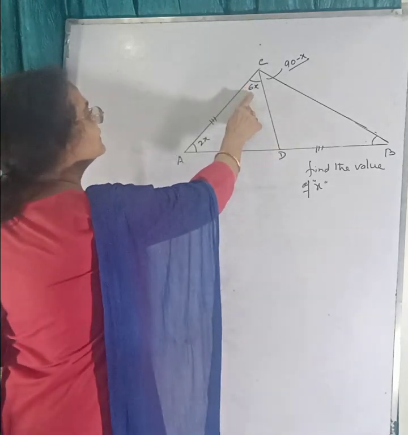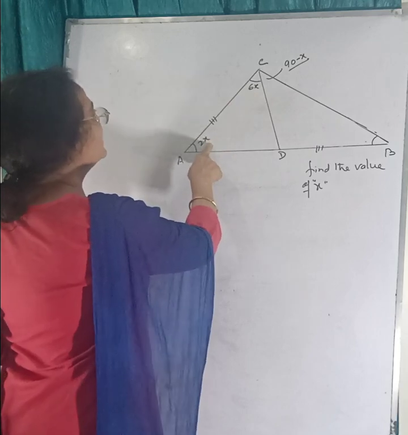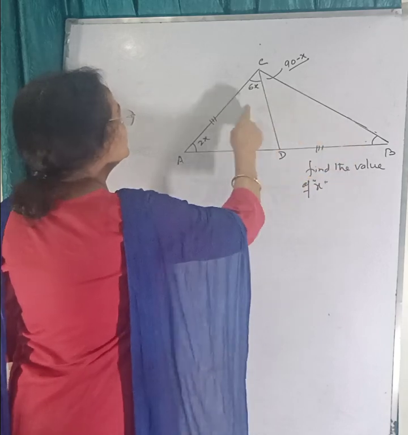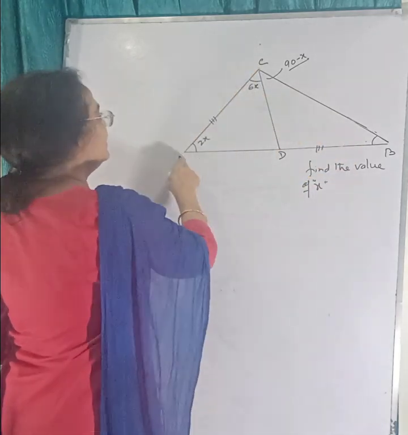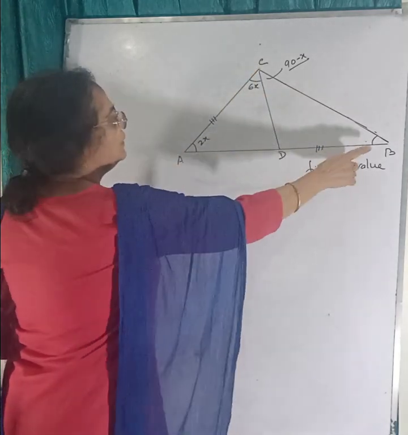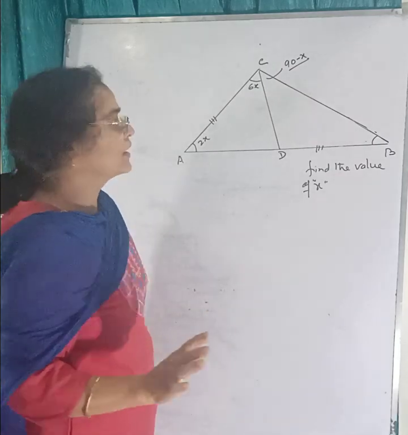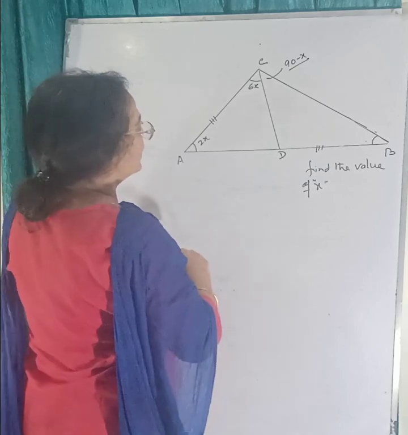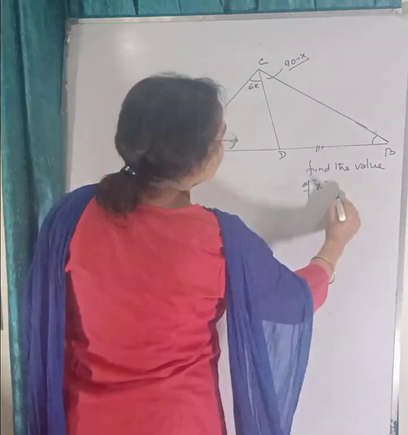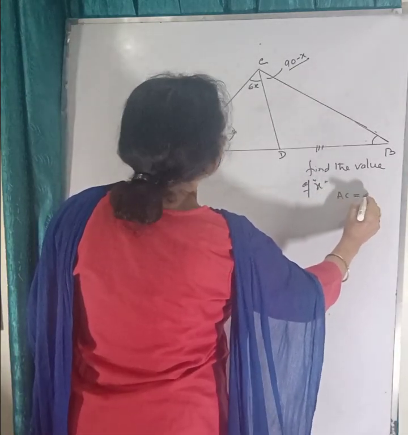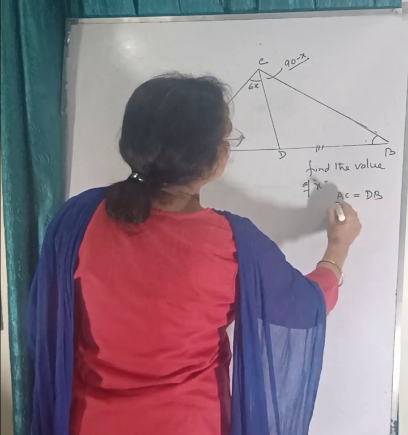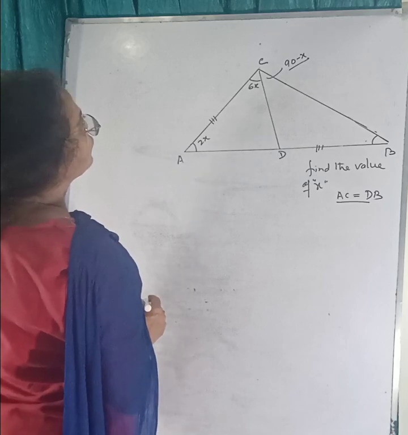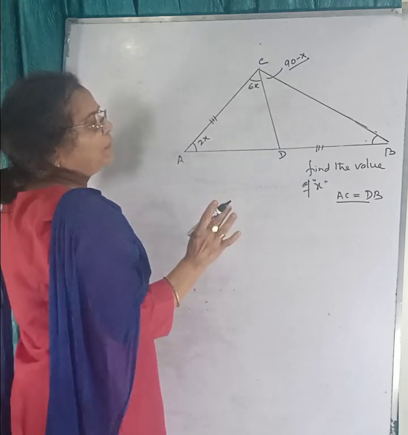This angle is 6x. This angle is 2x. This is 90 minus x. This is not known to us. This AC is equal to DB. ये कंडीशन दे रखी है. x निकालनी है. AC is equal to DB already given. We have to find the value of x. What we have to do? क्या करें? फिगर पे बिल्कुल ना जाए.